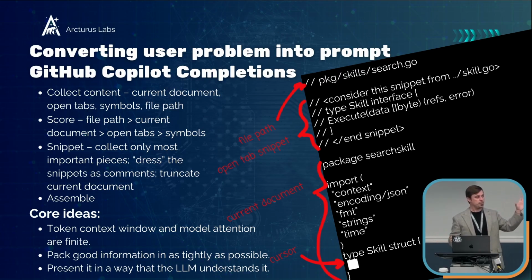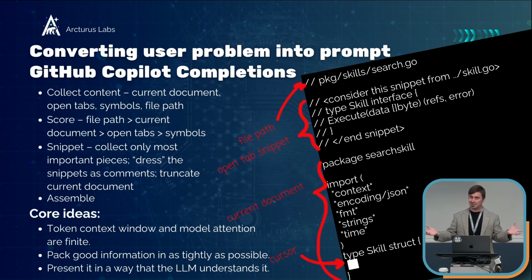What are the open tabs? As humans, when we're working through code, we have tabs open because we're referring back to them. That might have relevant information. What is the path of the file? What are the other symbols that they are getting ready to type right now? These are all the big selection of possibly relevant information.